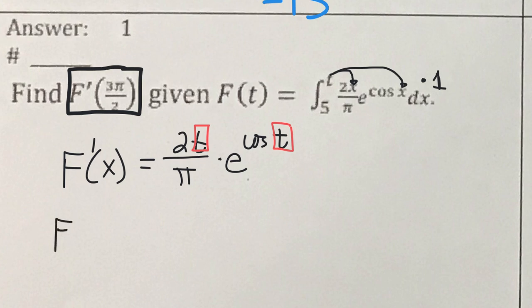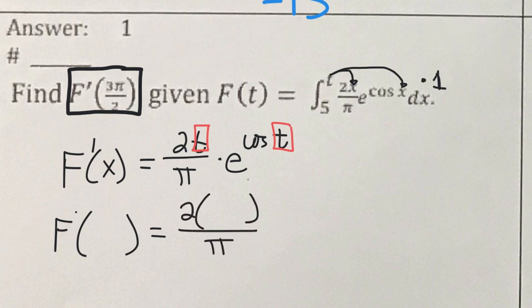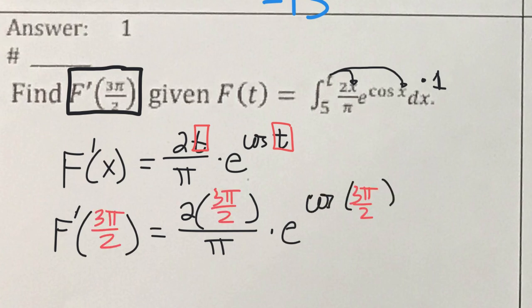Okay? So f prime of 3 pi over 2 equals 2 times 3 pi over 2 times e to the cosine of 3 pi over 2. So let's do some simplifying. I have 2 times 3 pi over 2, so the 2's divide out, right? 2 divided by 2 is 1. And then I'm left with the 3 pi over pi, and the pi's cancel each other out, so I'm just left with the 3.